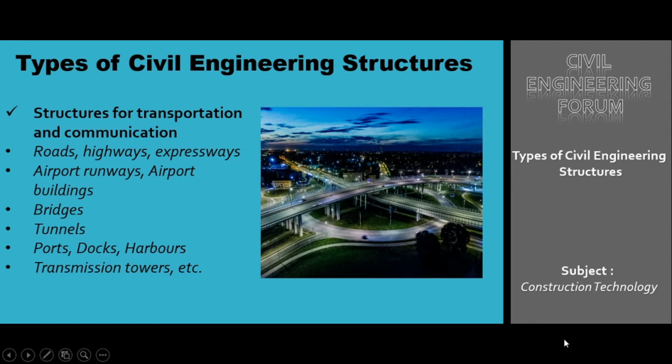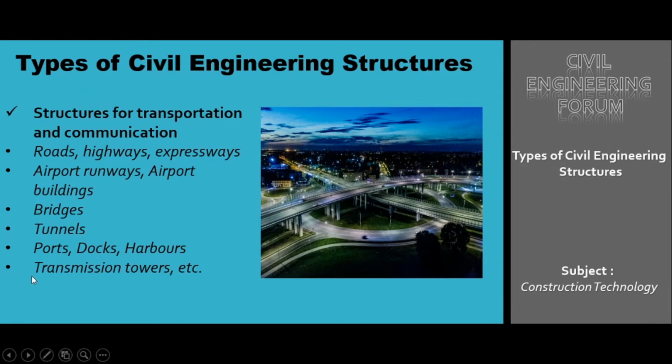And similarly, airport runways and airport buildings are used to connect people through airways. Then comes bridges. So these are the structures which are providing passage over the obstacle without closing the way beneath. And then comes tunnels. So these are the artificial underground passages which are built across a hill, building, road or river. Then comes ports, docks and harbors. So these are the structures which are used to connect people through waterways.